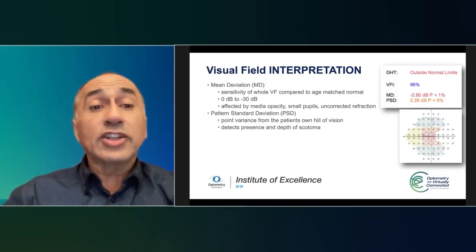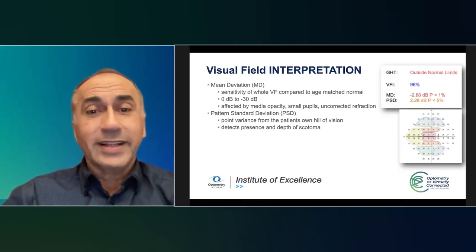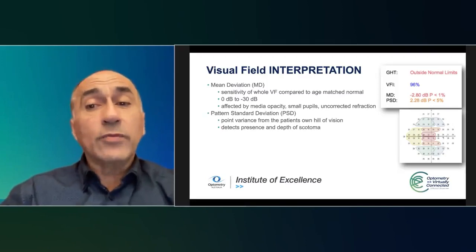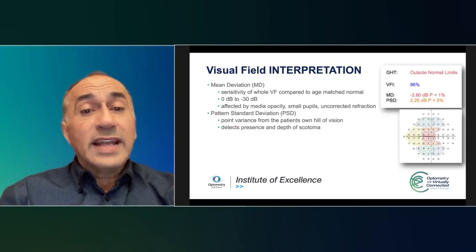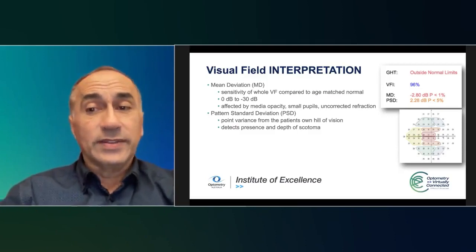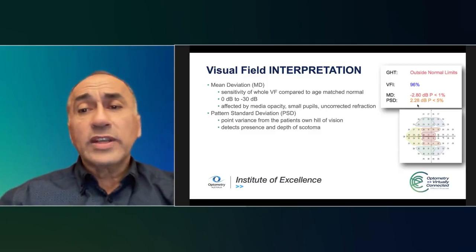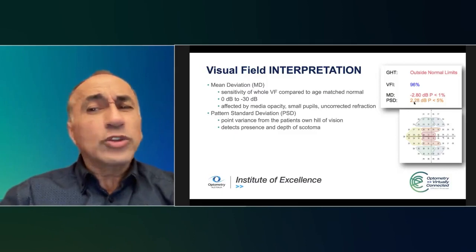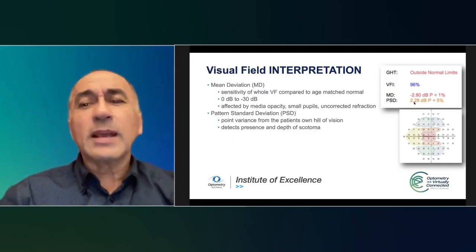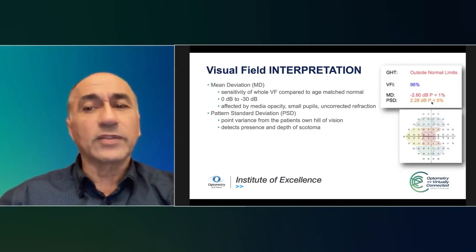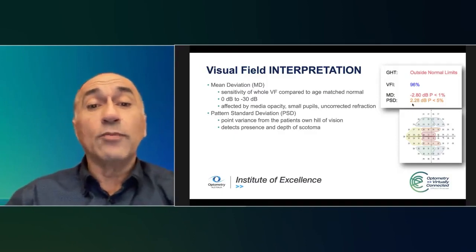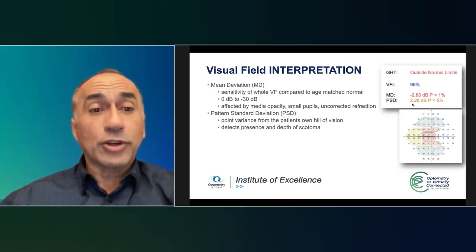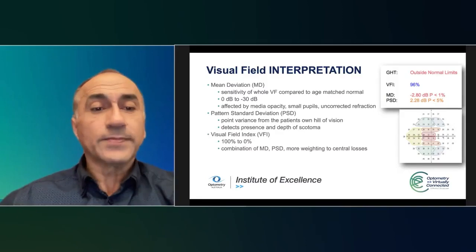The pattern standard deviation looks at the variance of each point in the field from the patient's own hill of vision. So if their MD is -3, there are some points that are worse than that, and they are picked up by the pattern standard deviation. And that's shown here under PSD. And anything better than about 2 usually doesn't flag or might flag at the 10% level. It becomes more significant when it flags at the 5% level. So the higher that number means the presence of more significant scotoma that's worse than the overall generalized depression of the field that's shown by the mean deviation.